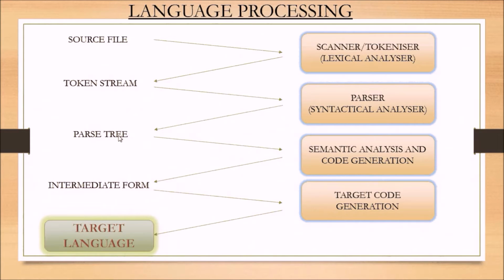So we start out with a source file and feed it to the scanner, which is known as lexical analyzer, which produces a stream of tokens, which we feed to the parser, which does syntactical analysis and produces a parse tree. This parse tree can be fed into another parser that does semantic analysis and code generation, which produces an intermediate form which goes into the target code generator and ultimately produces a new file of the target language.